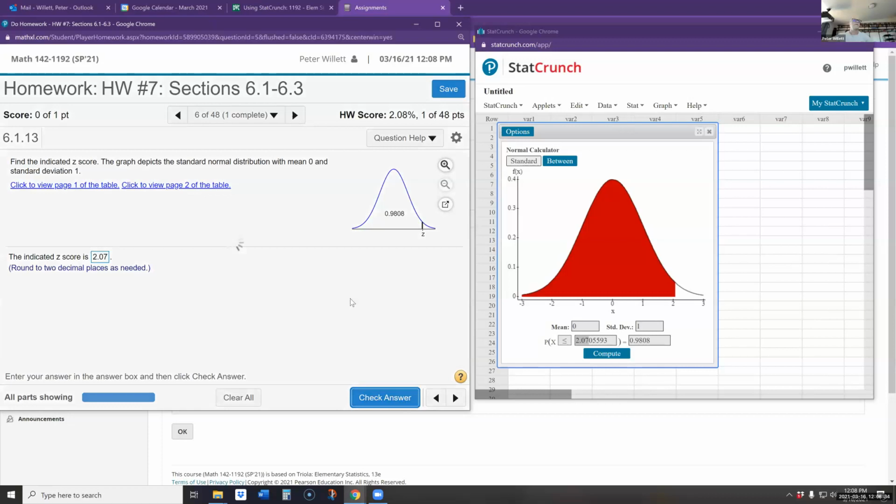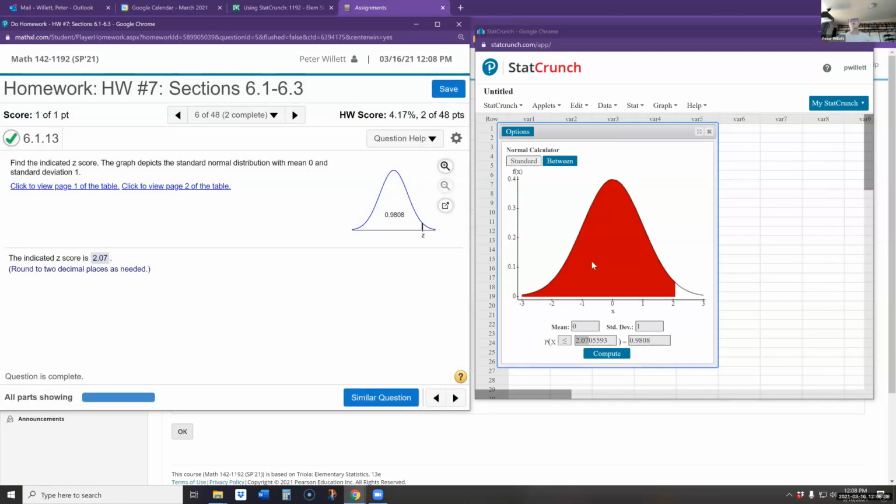And then we check our answer. So you can see we can use this tool given the area to find the z-score, or given the z-score to find the area. We can use the tool either way.